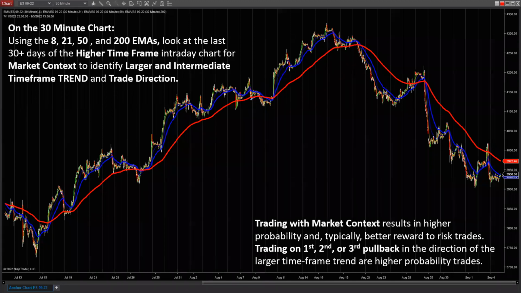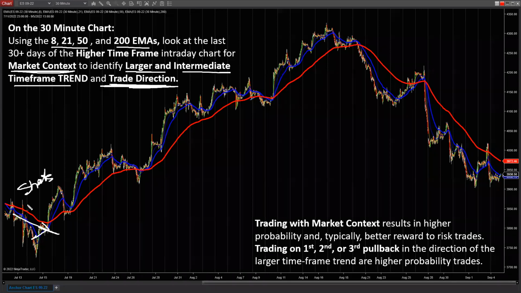Using the 8, 21, 50, and 200 moving averages, look at the last 30 days of the higher time frame for market context and identify the larger and intermediate time frame trend. This is primarily where we look at trade direction. So for example, just looking at this chart from July 13th through July 15th, right in here, your primary focus really should be on shorts.